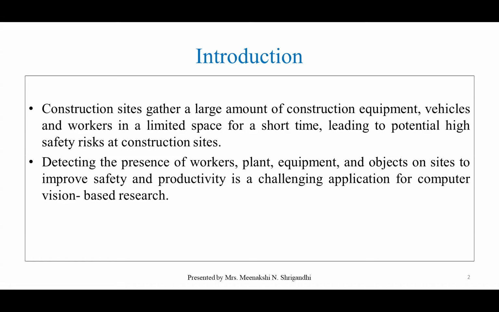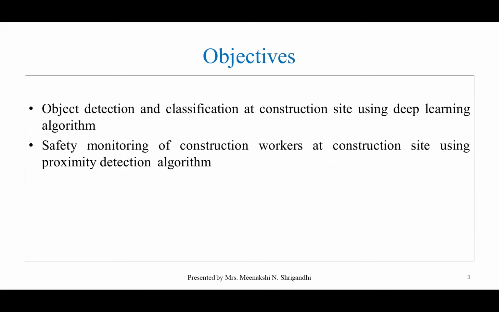As we know, working at a construction site is a critical job, and many illiterate people are employed for it. Being illiterate, many workers do not follow the safety rules on the construction site. So the main objective of this research is object detection and classification at construction sites using a deep learning algorithm, and safety monitoring of construction workers using a proximity detection algorithm.